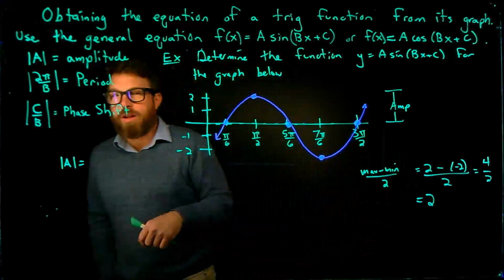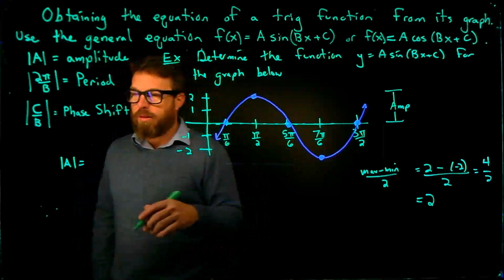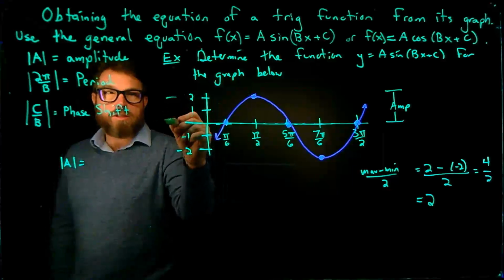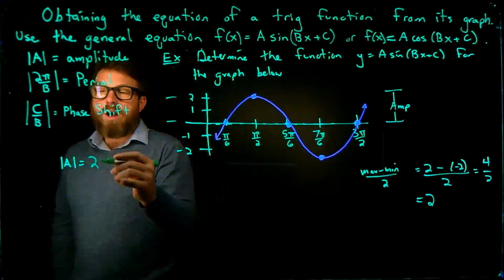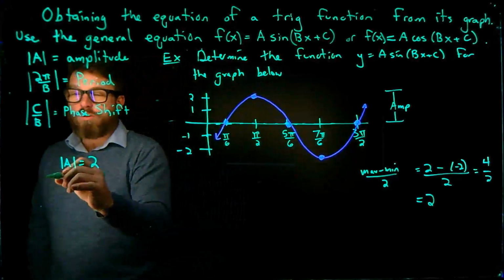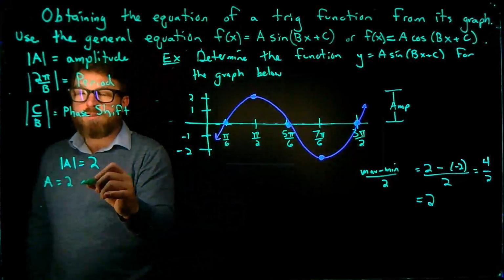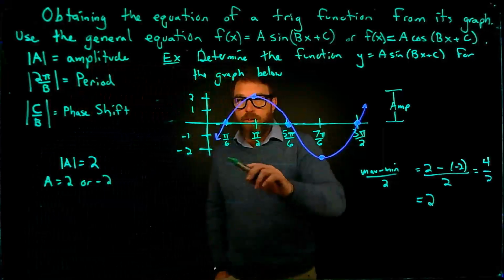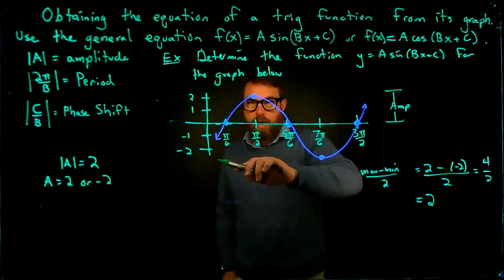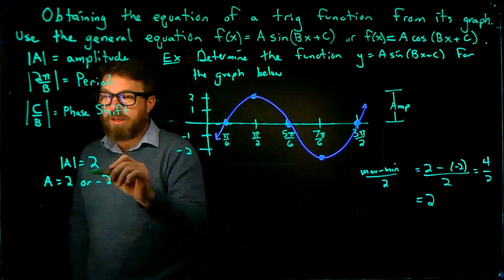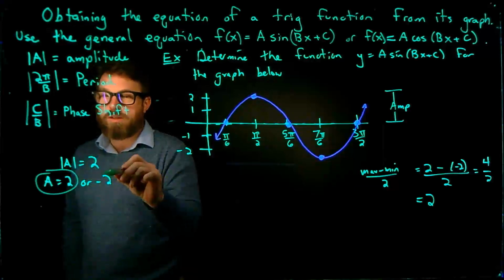So when I do a more complicated example, we'll see why I was doing that. So I know that the amplitude of this thing is going to be this distance from here, which is going to be equal to 2. Now, what that means is that A could be equal to +2, or A could be equal to -2. And since the sine function, if we practice graphing, goes up first and then down second, we know that this is actually going to be equal to +2 as opposed to -2.